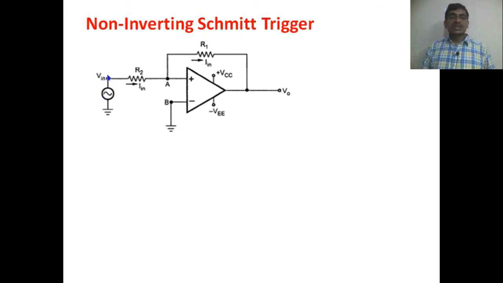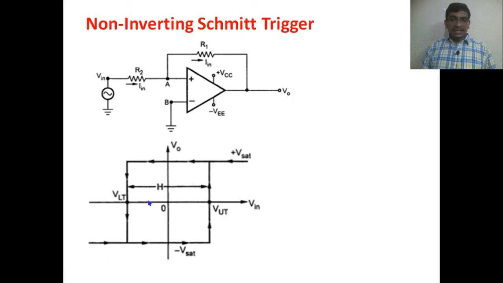Because the VIN voltage is given to the non-inverting terminal of our operational amplifier, and the inverting terminal has been grounded. Here R1 and R2 form a voltage divider network. So at node VA we will get the reference voltage, and the current flowing in the R2 resistor is IIN, the input current for our operational amplifier, and this IIN flows entirely into the R1 resistor. No current goes into the op-amp because of its very high input impedance, and V0 is the output voltage.